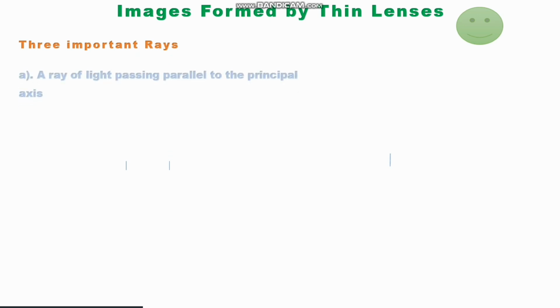Before we look at the images formed by thin lenses, we are going to look at the three important rays. We have several rays passing, but among those rays we have the three important rays that will help us locate the position of the image, the size of the image formed, and whether the image is virtual or real. So the first ray is a ray of light passing parallel to the principal axis. The principal axis is the horizontal one, and it is perpendicular to the optical axis.